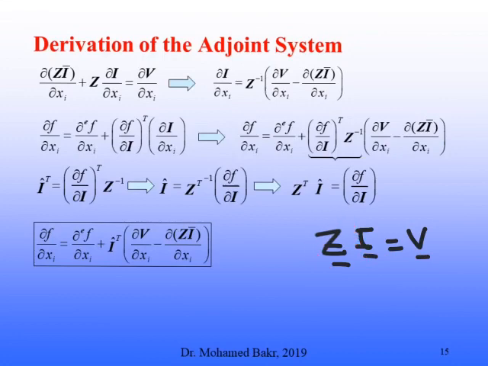Okay? So if we differentiate both sides here relative to the ith parameter, as shown here, we can keep I constant and differentiate Z, and then we keep Z constant and differentiate I.